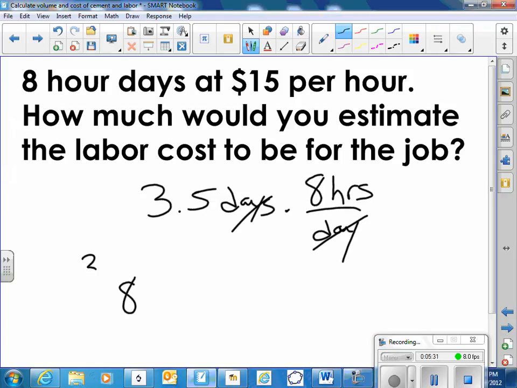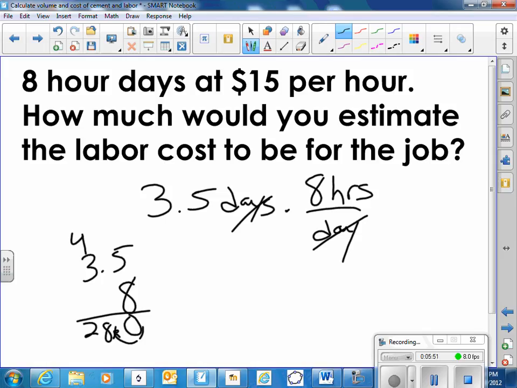8 times 3.5. 8 times 5 is 40. 8 times 3 is 24, plus 4 is 28. One decimal place. So 28 hours total to do the job.